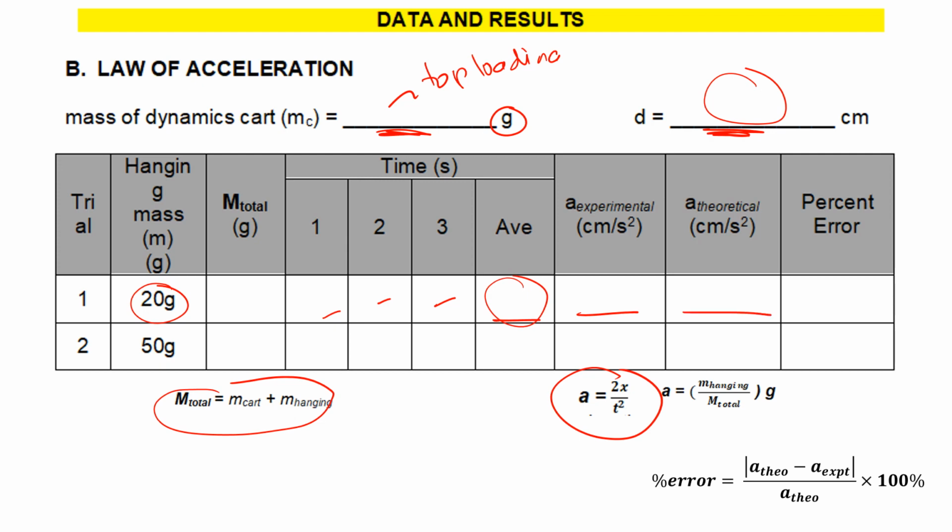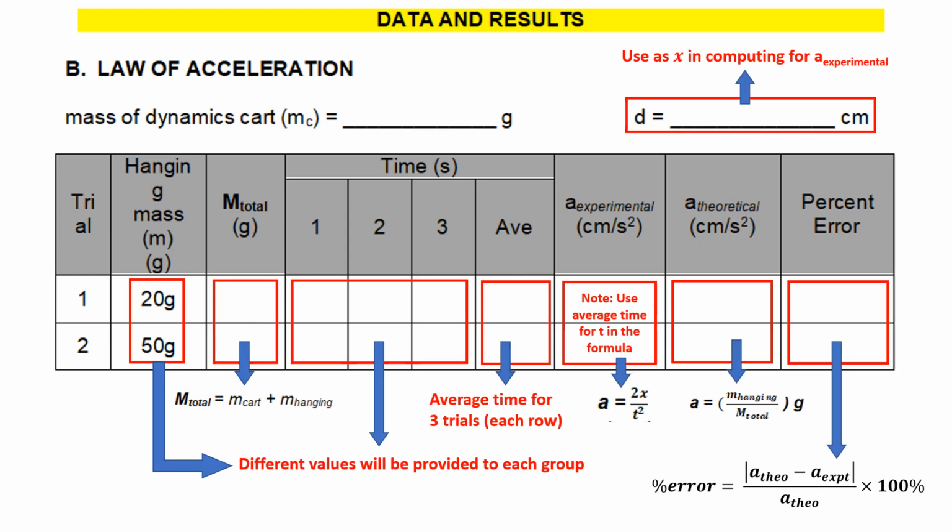And then for the theoretical value, that will be the hanging mass, 20 grams, multiplied by 980 centimeters per second squared, divided by the total mass, the sum of the hanging mass and the mass of the cart. Then percent error is the theoretical value minus the experimental value over the theoretical acceleration, multiplied by 100. These are the formulas, or the guide.